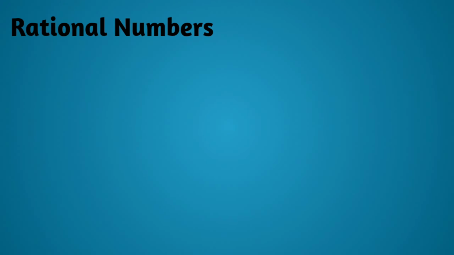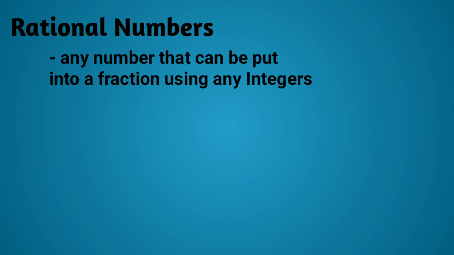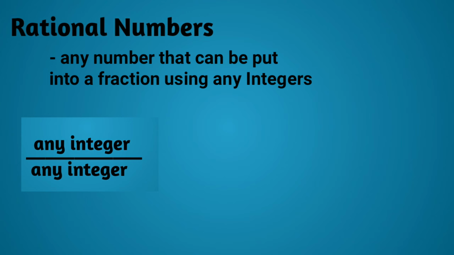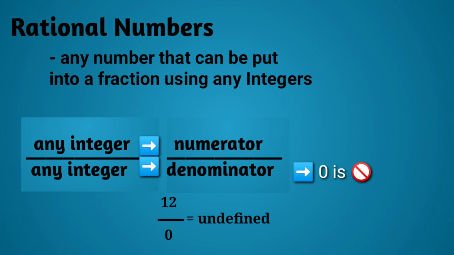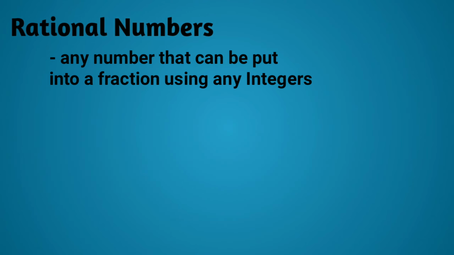Next on the list are rational numbers. Rational numbers are any number that can be put into a fraction using integers. In a fraction, we have the numerator and the denominator. We can put any integer at the top of the fraction bar, even 0 as the numerator. But we can't place 0 at the bottom as the denominator of the fraction, for it will become undefined.